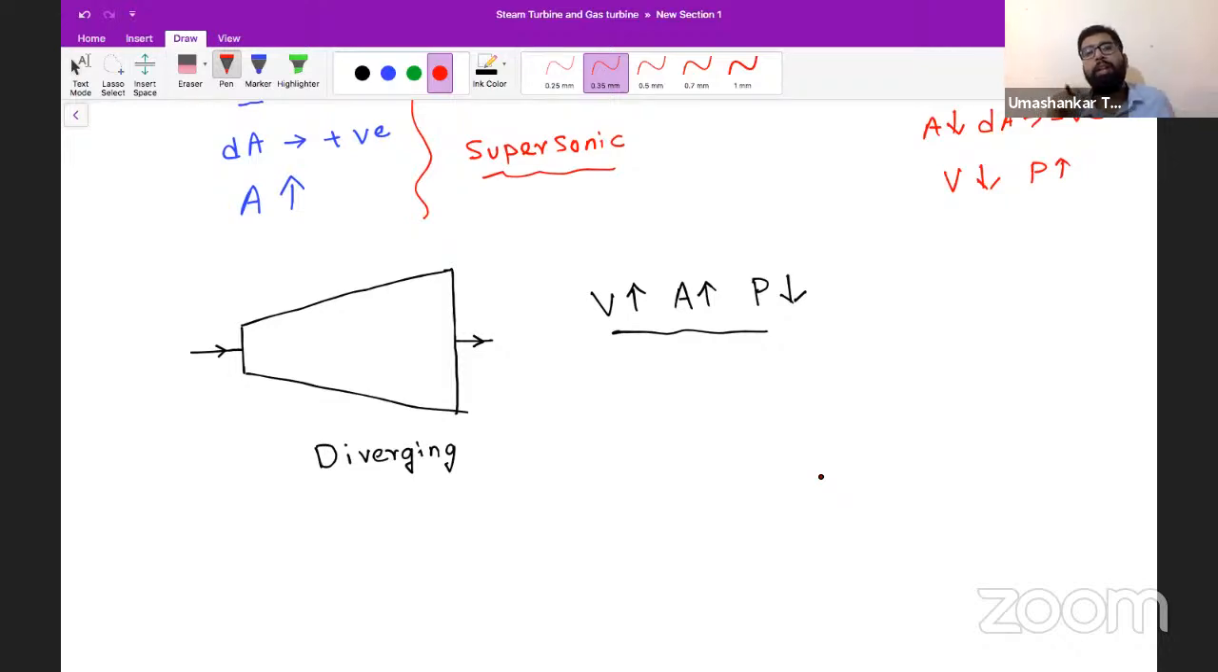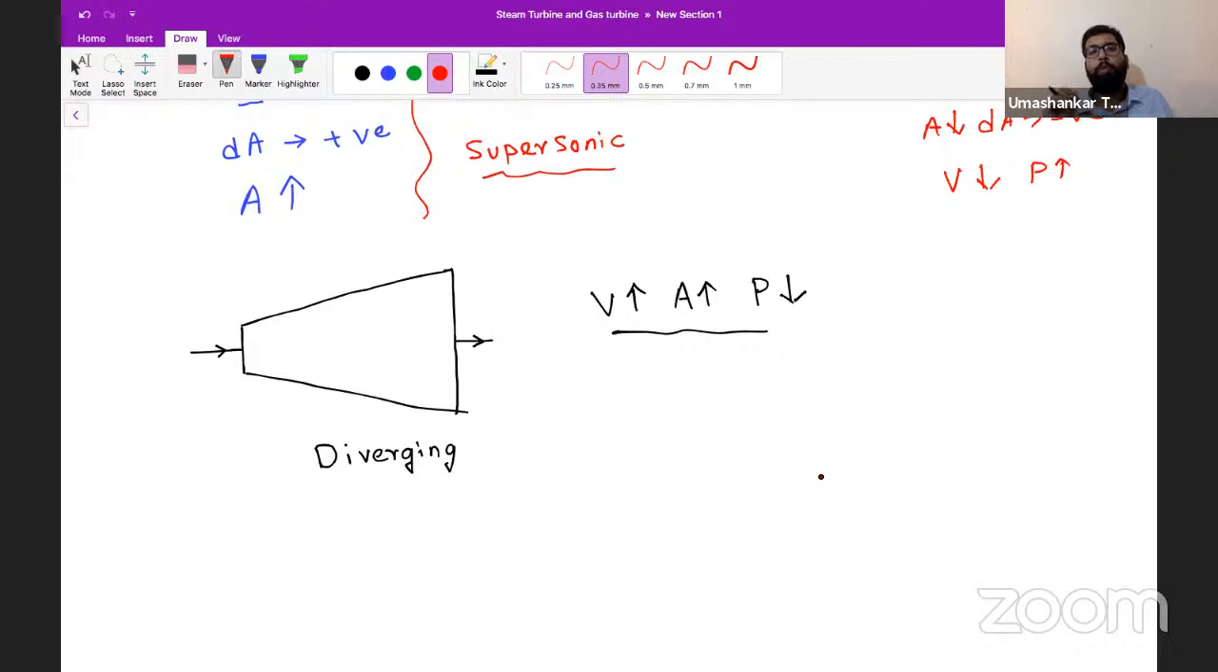And as we have learned in our first lecture, what is required in an impulse turbine? That the nozzle increases the velocity, and that velocity happens to create impulse or change of momentum on the blades, due to which we get our torque and we get our electricity.